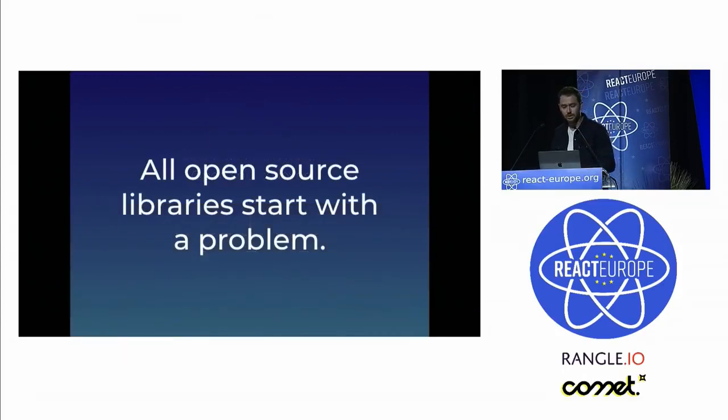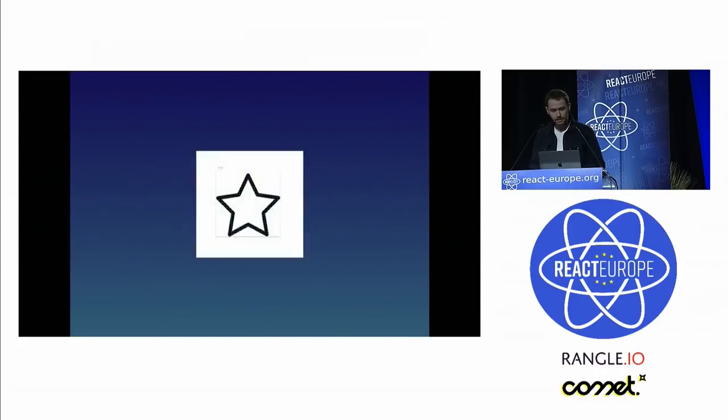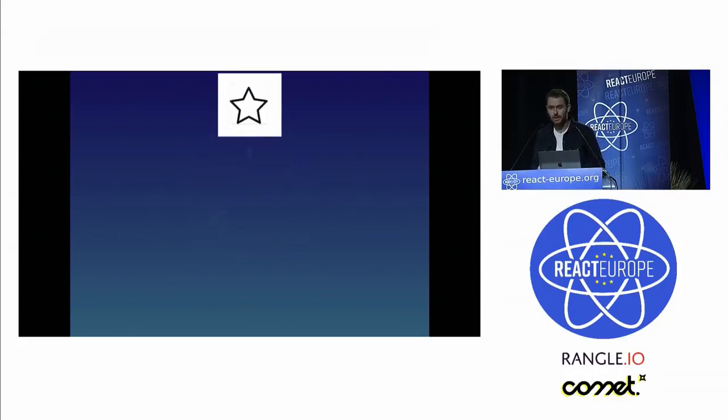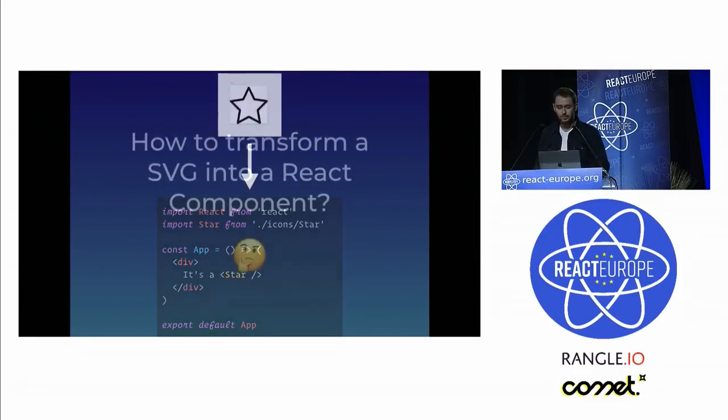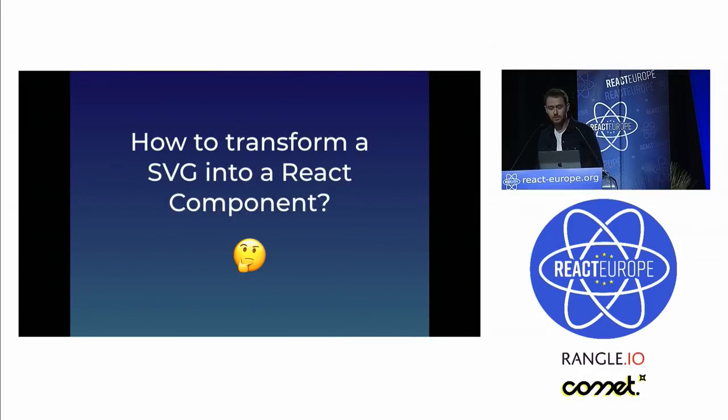All open source libraries start with a problem. And last year, I was working on a React project and I faced one. I had some icons in Sketch, and I had to use them in my React application. I quickly figured out that SVG was the good format to do it, but I had to transform my SVG into a React component. And basically, you can do it in 3 steps.